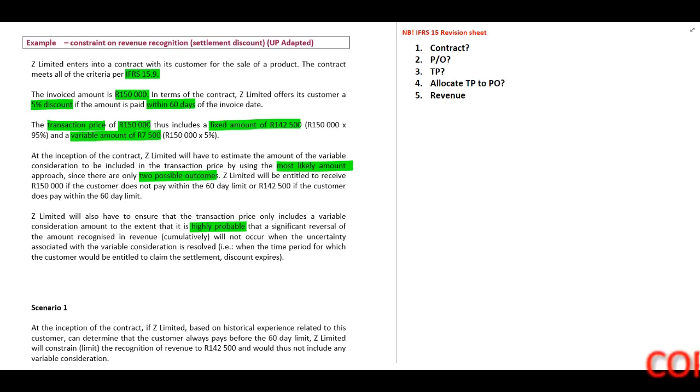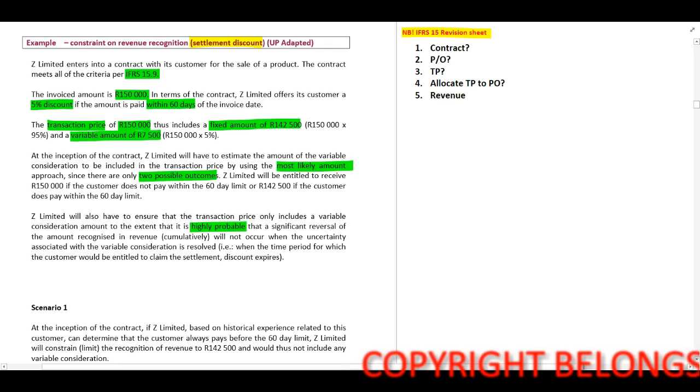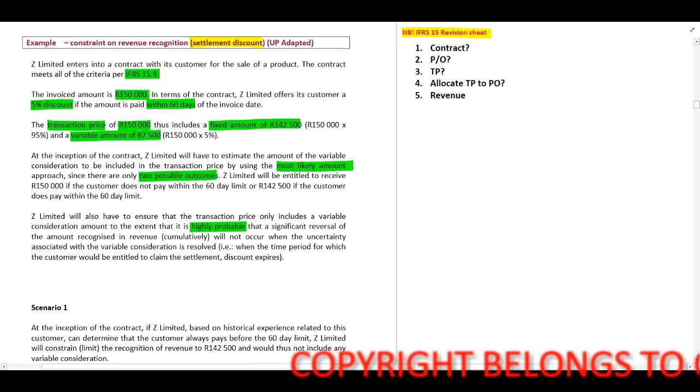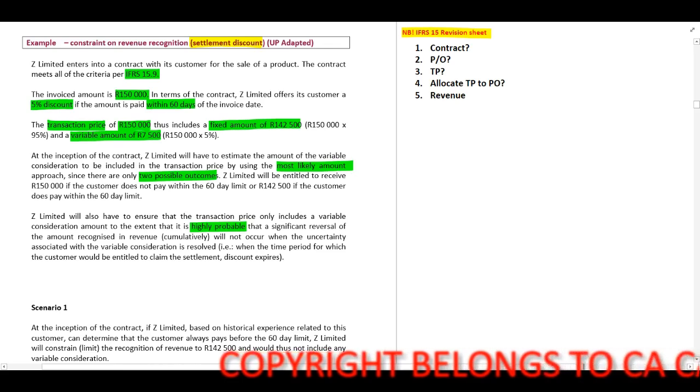This example includes a settlement discount. Now, remember, before you work through any example or self-assessment question, that you need to have your IFRS 15 revision sheet with you as well as your standard.